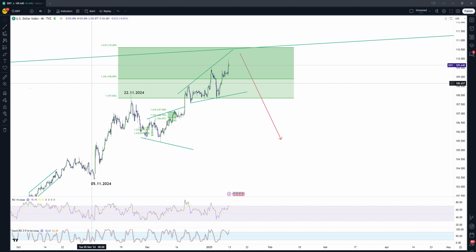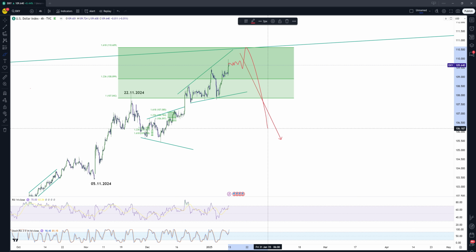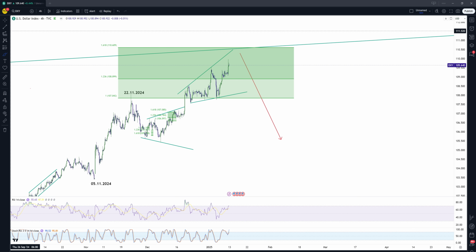Importantly, we would like to note that this week we will have the US CPI on Wednesday, so you should also pay attention to that day, because it's also very likely that there might be a situation where there can be a false breakout and then a fast reversal to the downside. So keep that in mind as well.